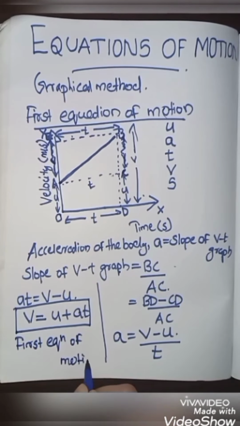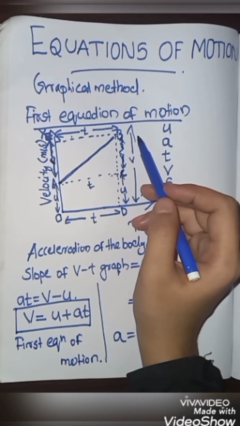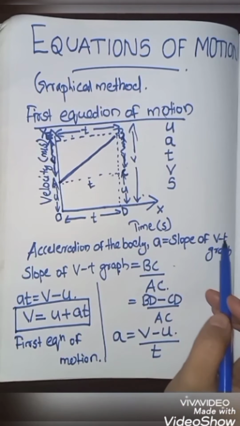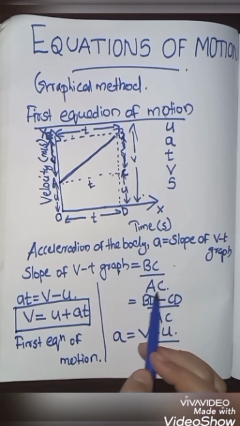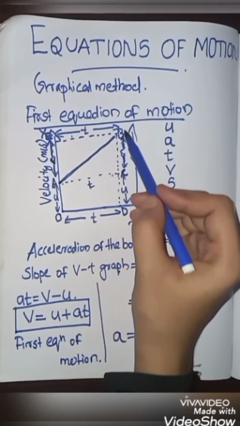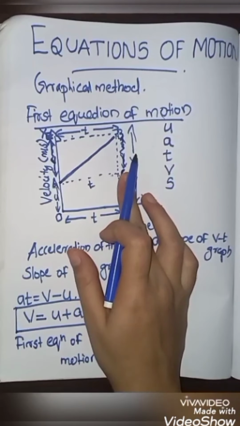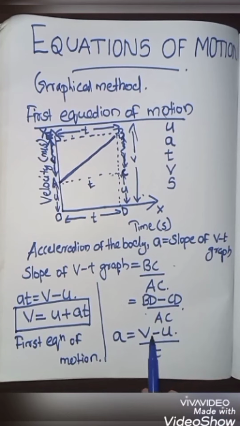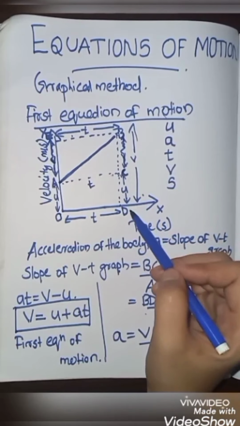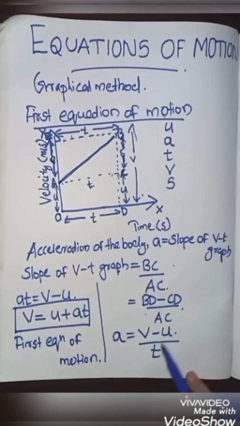First equation of motion. From this graph we can derive the first equation of motion. Starting from the acceleration of the body, acceleration is equal to the slope of the velocity time graph. Here the slope of the velocity time graph is BC by AC. That is, BC can be written as BD minus CD, so BD minus CD by AC. Here BD is the final velocity V and CD is the initial velocity U, all divided by T. Okay, here AC is equal to T.